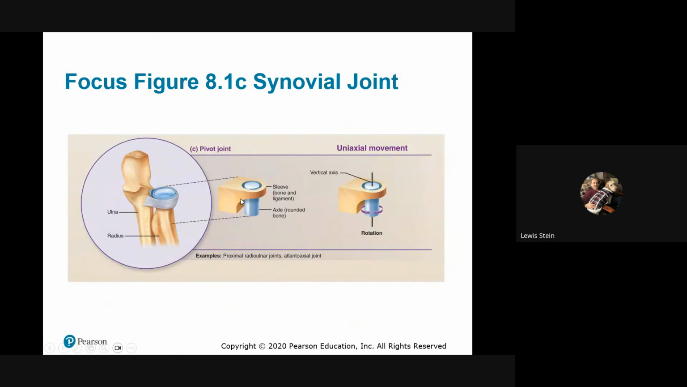There are only two of these pivot joints. They're by definition uniaxial: the head of the radius articulates with the notch on the ulna called the radial notch. Anatomically, we name things not for the bone they're on, although we sometimes do, but often for the bone that's going to articulate. So the radial head is received by the radial notch. Although the radial styloid and the ulnar styloid are projections on those bones, named respectively. It's confusing, I know.